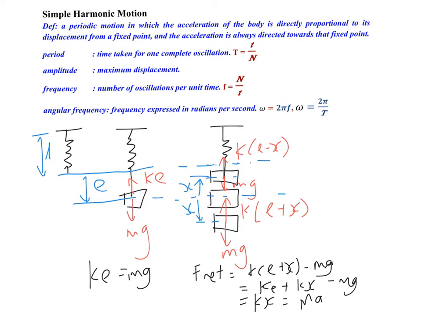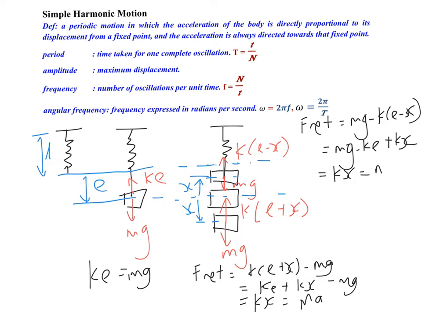So your weight will be bigger, so your net force will be equal to mg minus k(e minus x). If I open up the bracket, you get mg minus ke plus kx. Once again, remember we said that ke equals mg, so this mg minus ke will cancel off. So once again, you will get kx. This kx is your net force, so it equals ma. So can you see once again the acceleration is directly proportional to your displacement.